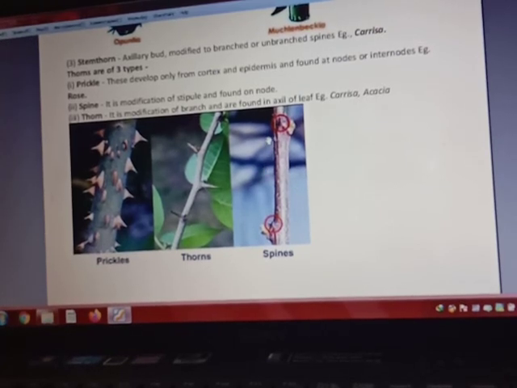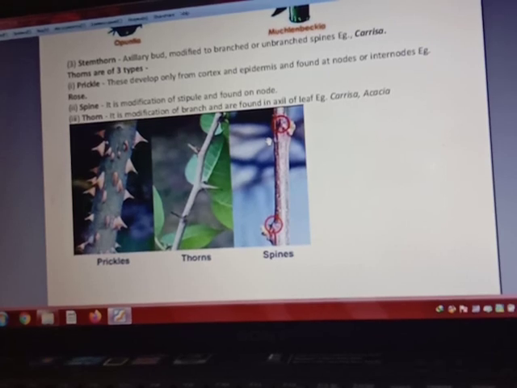Alright, so students, all of these were the stem modifications, and next we will carry on with the leaf in the next class. Thank you so much.